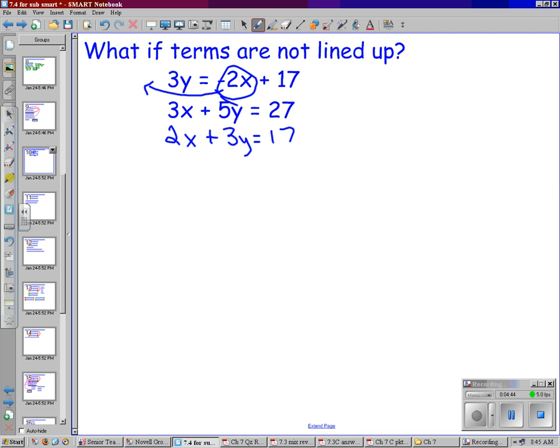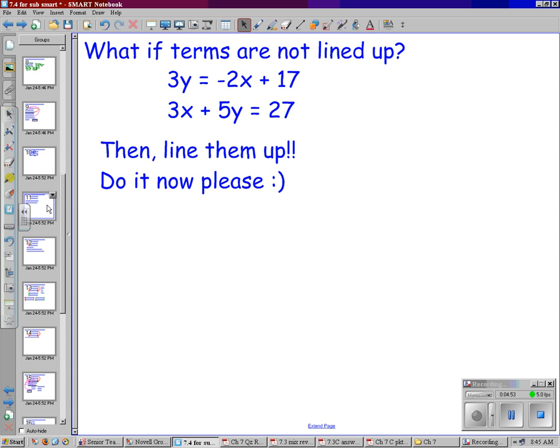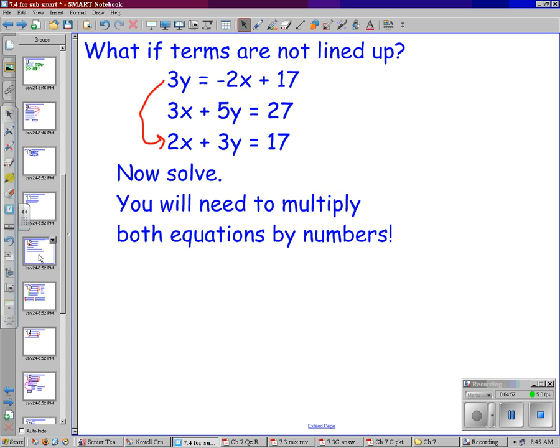Please remember, you need to have your x's lined up, your y's lined up, your equal signs lined up, and your constants lined up. So we have to line them up, do it now please, and you should have your 2x plus 3y equals 17. Now you're going to need to multiply both equations by numbers this time around.